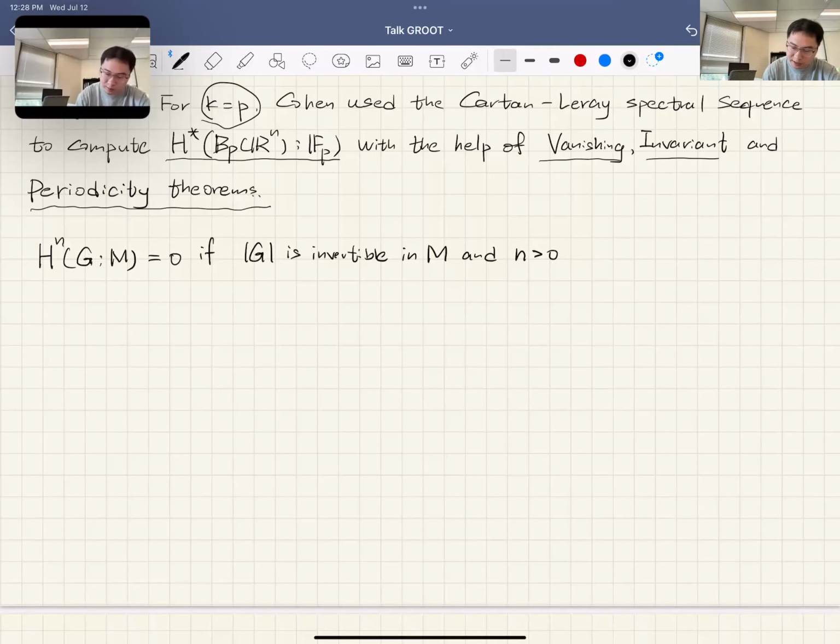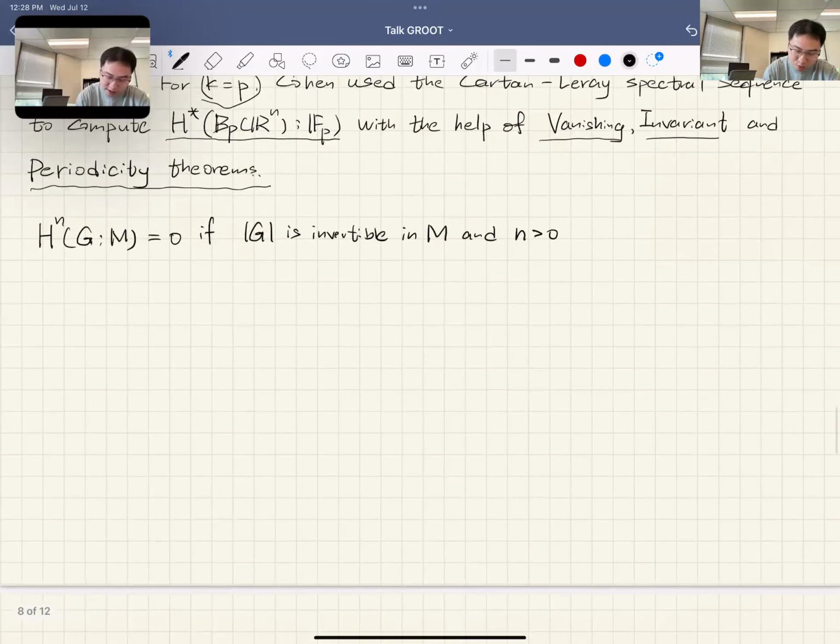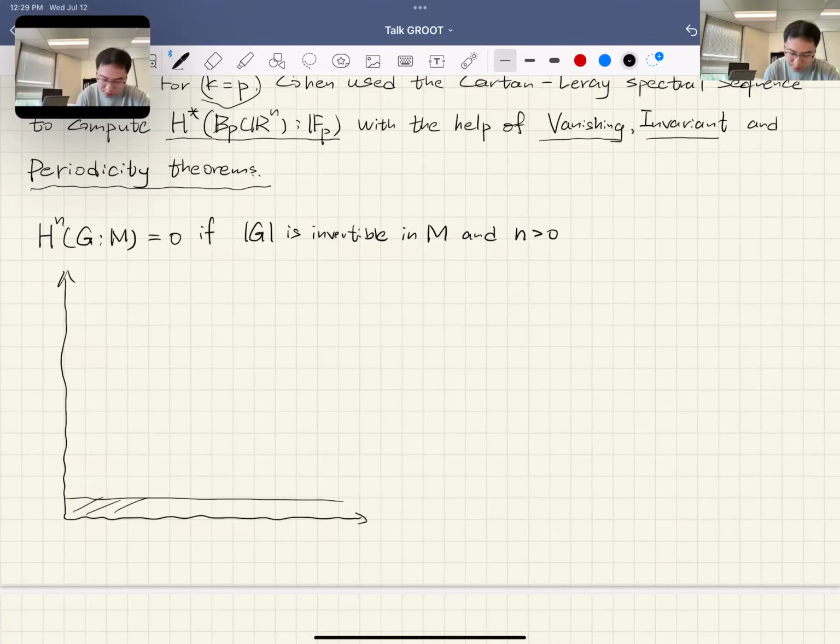Okay, so by the vanishing theorem, we can describe the E2 page of the Cartan-Leray spectral sequence, which only contains 2 non-vanishing rows, only in 2 rows.